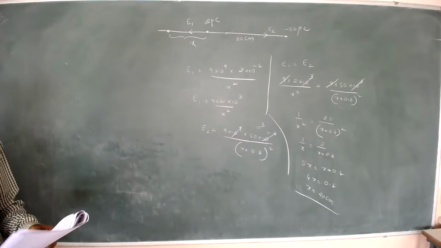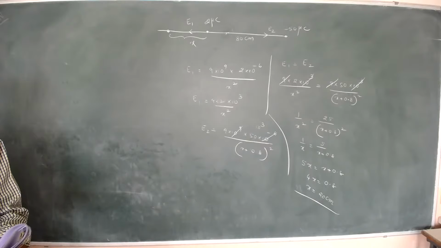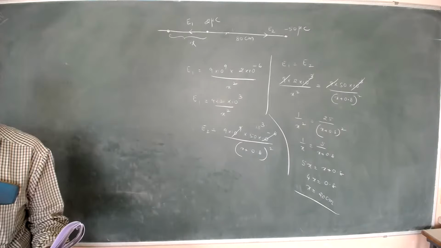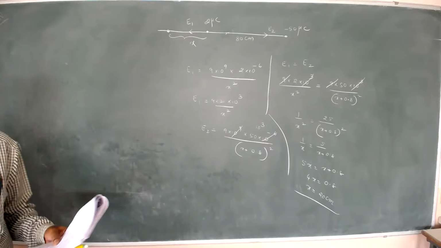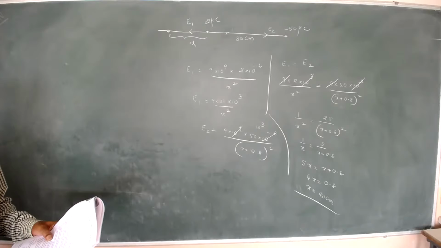Two charged particles of charges plus 2q and plus q have masses m and 2m respectively. They are kept in a uniform electric field and allowed to move for the same time. Find the ratio of their kinetic energies. Okay, what is the answer? Option C, or B? C. Okay.